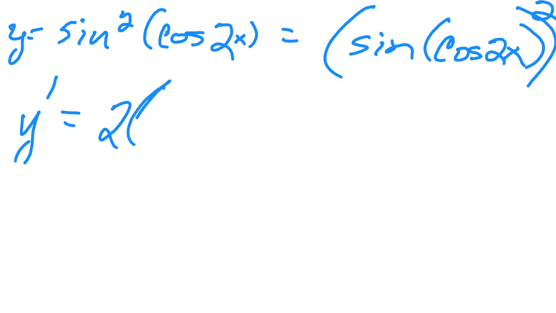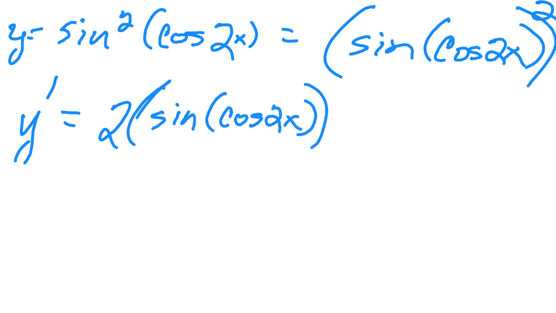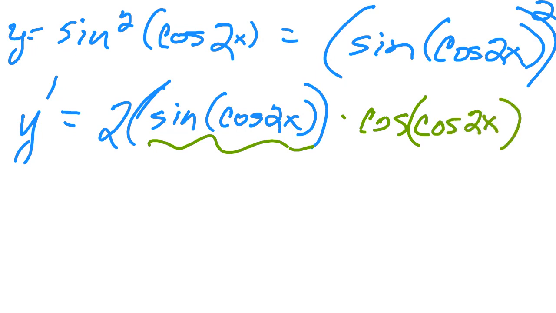All right, 2 times that thing, sine of cosine 2x to the first. I don't need to put that. But then times the derivative of what's inside, because that was a function. So derivative of that by the chain rule, derivative of sine is cosine of that thing. Like if cosine of 2x was a z, it'd be sine of z, and the derivative of that is cosine of z. But it's not a z, it's cosine of cosine 2x. So that's fine, but I got to take the derivative of what's inside there, by the chain rule.